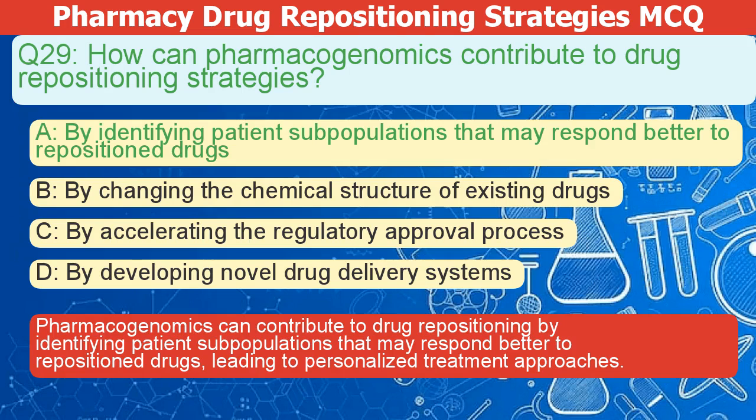Pharmacogenomics can contribute to drug repositioning by identifying patient subpopulations that may respond better to repositioned drugs, leading to personalized treatment approaches.